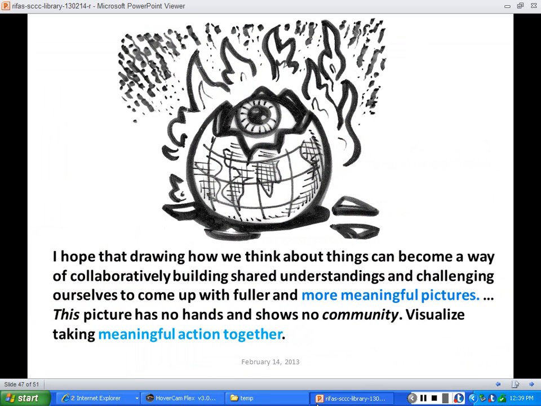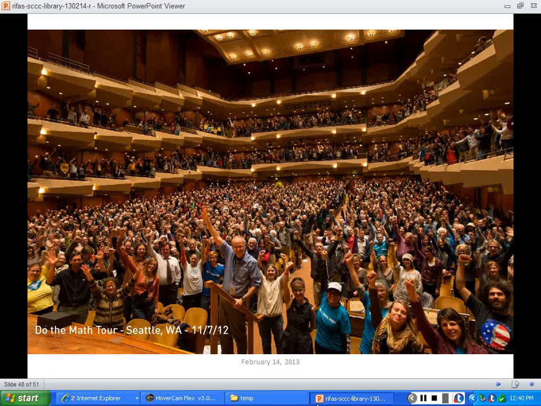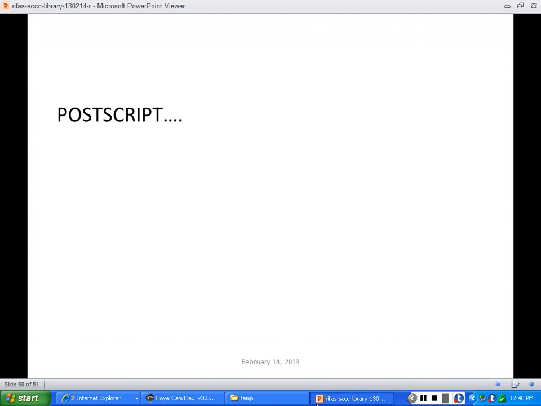This is a drawing that I did, and after I drew it I thought, what's wrong with this drawing of the earth again in flames, with that unrealistic kind of image, cracking open like an egg with an eye emerging from it, is that there's no hands, there's no community. And I think that that's really the images that I have not shown you. The images that we need show how we can collaboratively build shared understandings, challenge ourselves to come up with more meaningful pictures, but then also visualize taking meaningful action. This is a picture of Bill McKibben's talk at Benaroya Hall last November, and the place was packed. So, now are there questions?